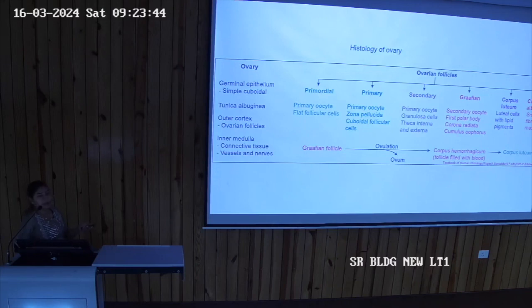Graafian follicle, which is a mature secondary follicle, has the secondary oocyte, with the first polar body expelled out. The oocyte is covered with the corona radiata cells, and it is called the cumulus oophorus. Then the corpus luteum.